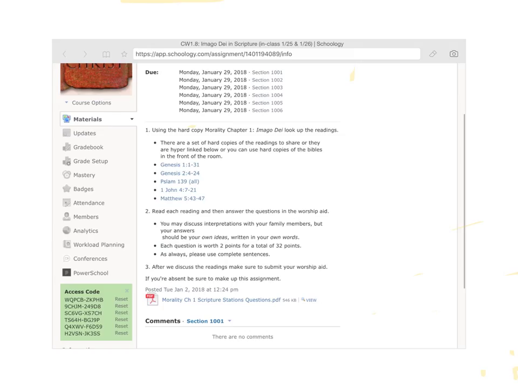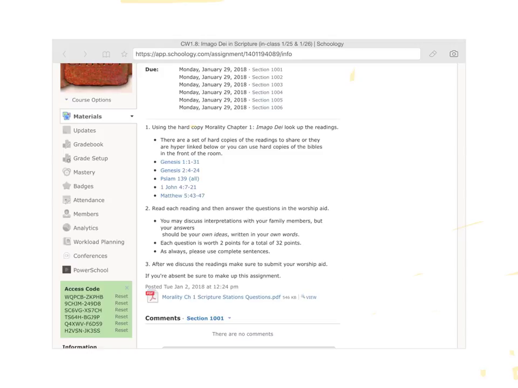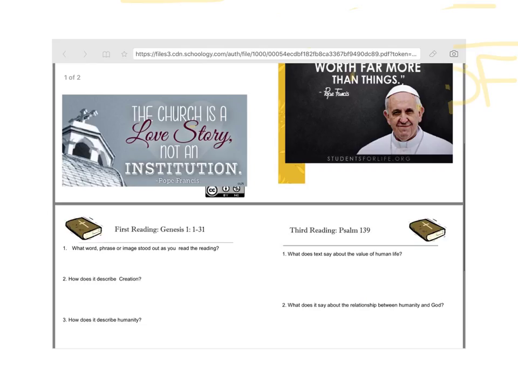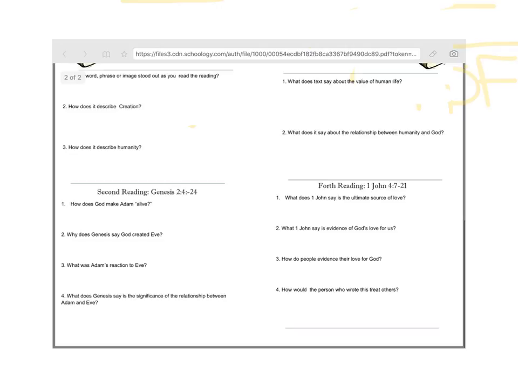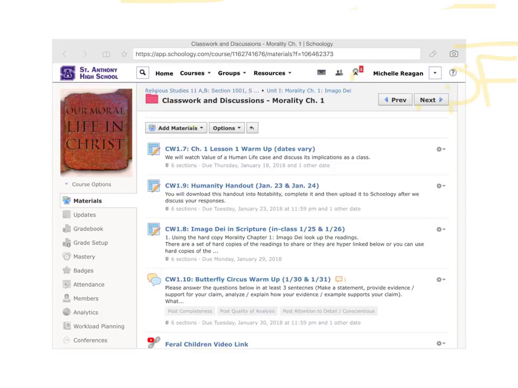The worship aid is here. These were the scriptures we studied. It's really important that you read these scriptures and then answer this worship aid because this was the foundation in scripture we started with. So make sure you make this up if you were absent. So you see the readings here, then the questions you need to answer. And again, they're hyperlinked right here for your convenience.